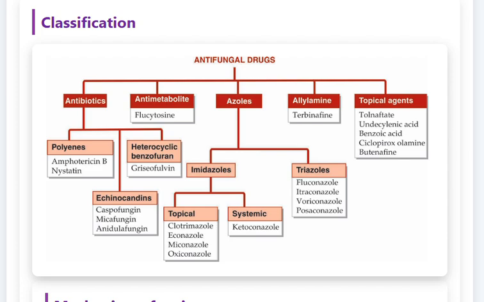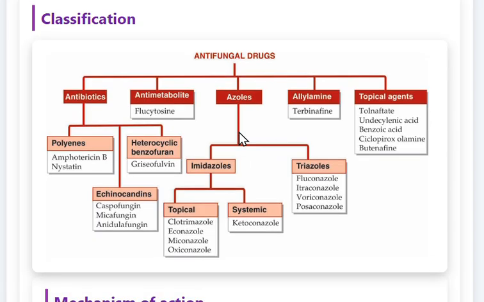Azoles. The second class is azoles. This is the largest and most commonly prescribed group. Azoles are divided into 2 subgroups. The first subgroup is imidazoles. Examples include clotrimazole, miconazole, ketoconazole, and econazole. These are mainly used topically. The second subgroup is triazoles. Examples include fluconazole, itraconazole, voriconazole, posaconazole, and isavuconazole. These drugs are used for systemic fungal infections.